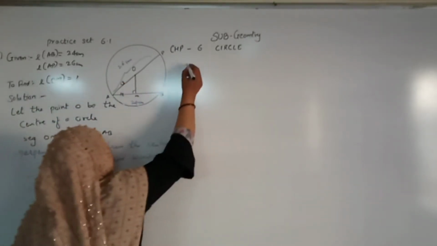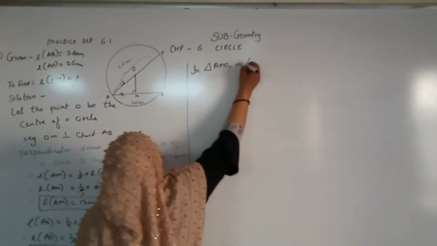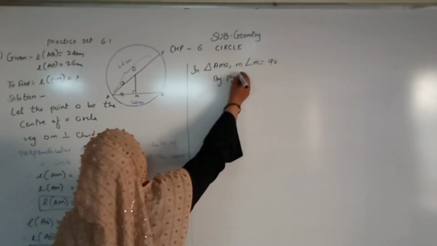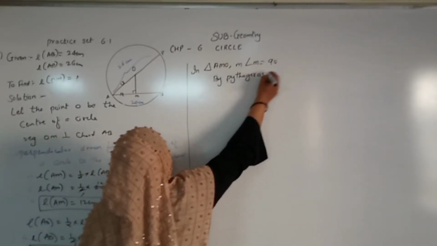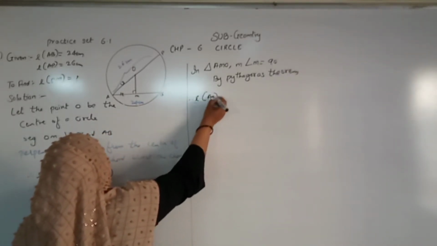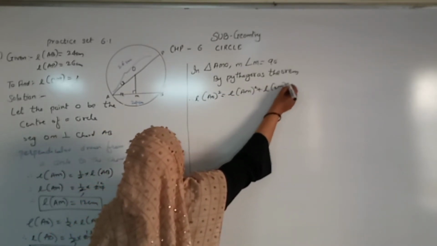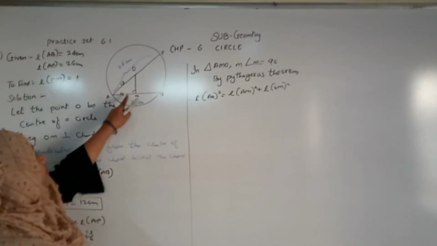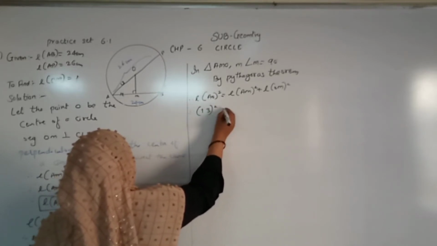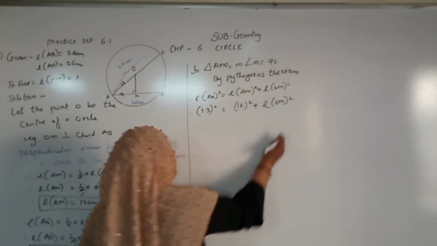I will consider this as a right angle triangle. In triangle AMO, angle M is 90 degrees. So by Pythagoras theorem, the length of AO squared equals the length of AM squared plus the length of OM squared. Hypotenuse squared equals side 1 squared plus side 2 squared. I have the value of AO, that is 13 squared. I have the length of AM, that is 12 squared, but I don't have the value of OM squared.